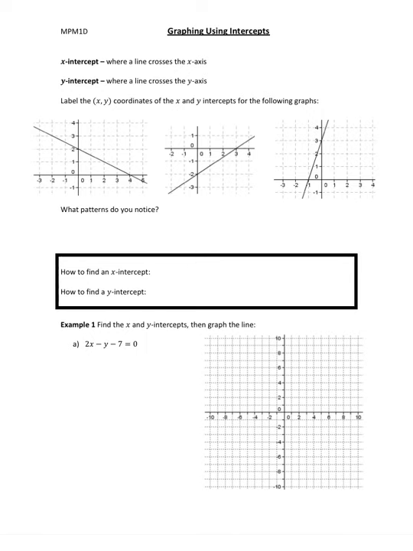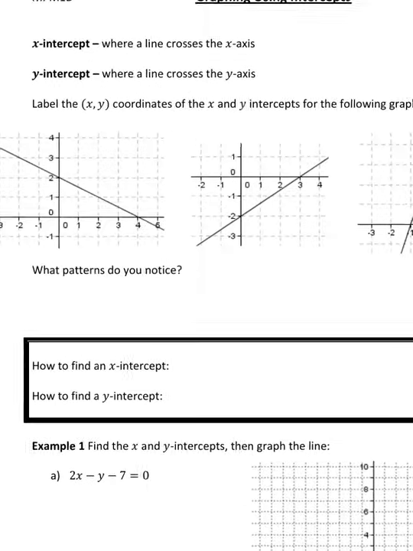So we're going to talk today about how to graph our equations of a line, but instead of graphing by plotting our y-intercept first, we are going to graph by using our y and our x-intercepts. So we need to have a solid understanding of a few definitions here.